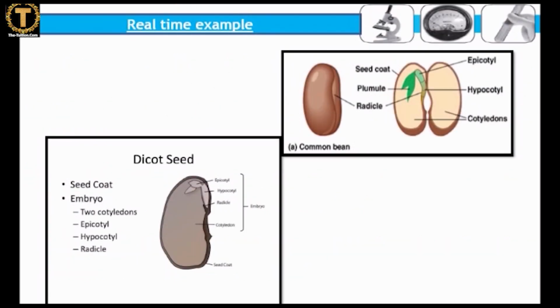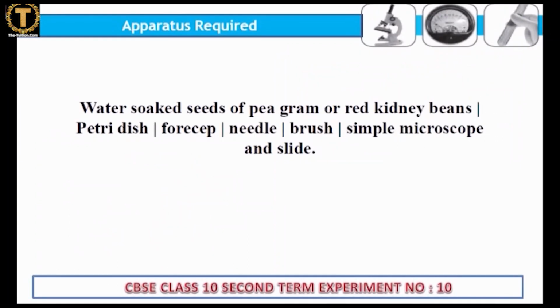Real-time example. To study the different parts of an embryo of a dicot seed is helpful to know about seed, seed formation, food in seed, embryo, cotyledons, epicotyl, hypocotyl, nutrients for embryo and seed coat.